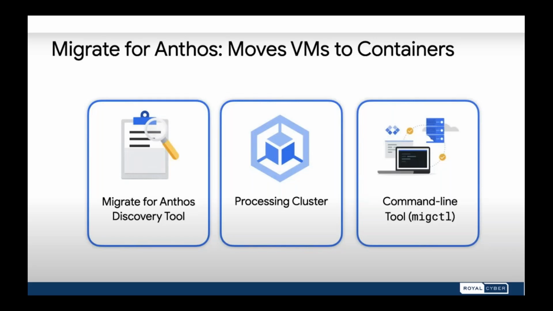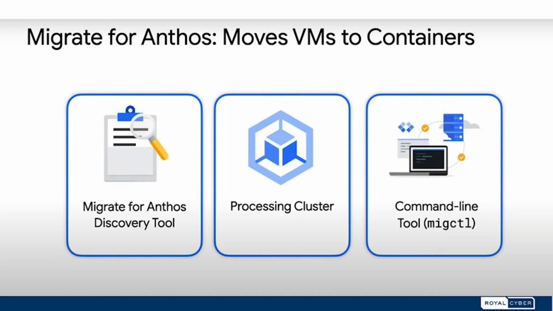All right. So, Migrate for Anthos. The very first thing is that Migrate for Anthos, while it moves virtual machines to containers, depends upon three primary components. The first is the Migrate for Anthos discovery tool, which assesses how successful a specific migration is for a given application, and gives you a detailed analysis of how likely it is that a specific workload will be able to migrate, modernize, and run in a container from a virtual machine. So that's what the Migrate discovery tool does.